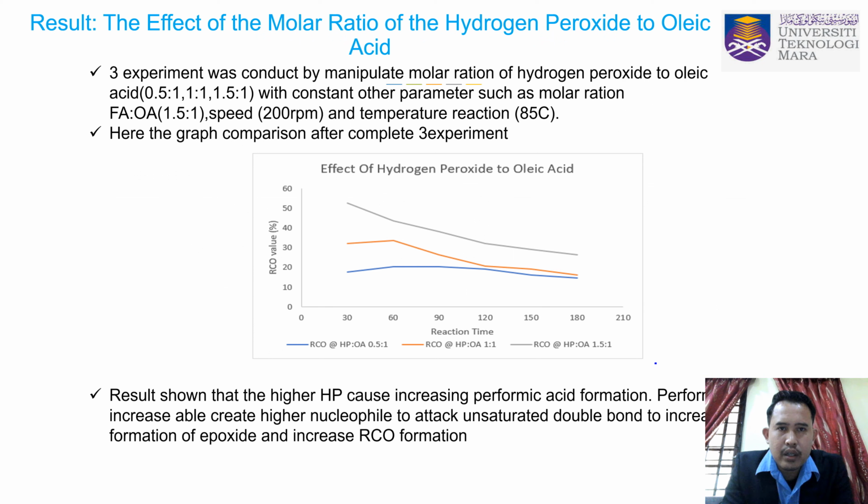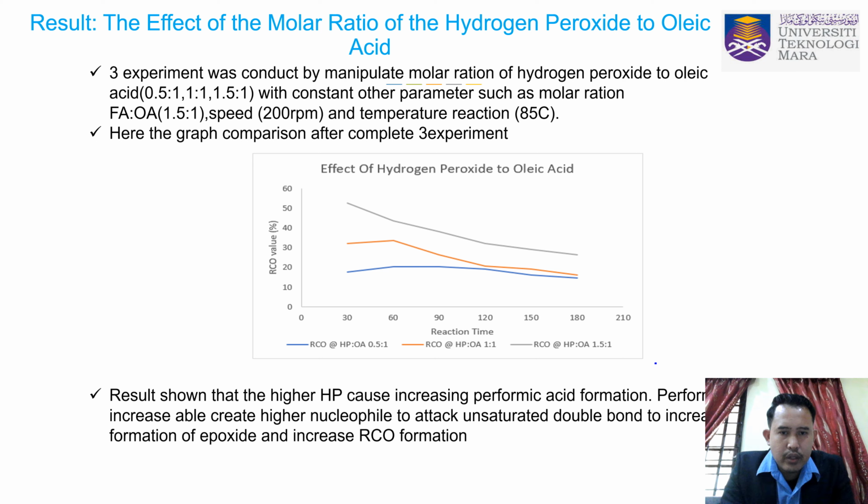The effect of the molar ratio of the hydrogen peroxide to oleic acid. So we conducted 3 experiments by manipulating the molar ratio of hydrogen peroxide to oleic acid: 0.5 to 1, 1 to 1, and 1.5 to 1, with constant parameters such as molar ratio, speed, and also temperature. So the graph comparison is as below.